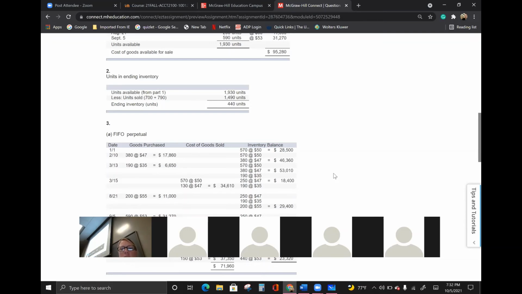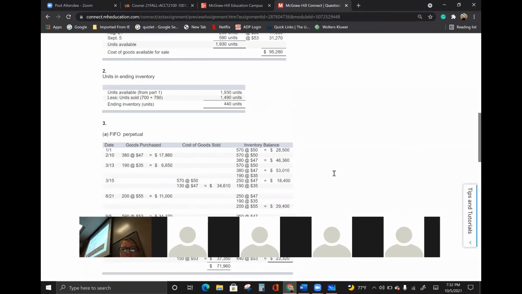Do you see this grouping? I don't know if I can. Wait, maybe right here. Okay, this little grouping right here. So all that is the beginning inventory and then my purchases. So all three of those batches are right here to come up with that cost.